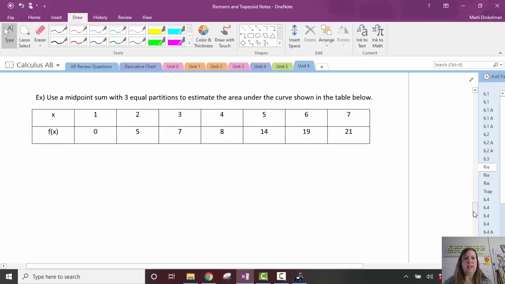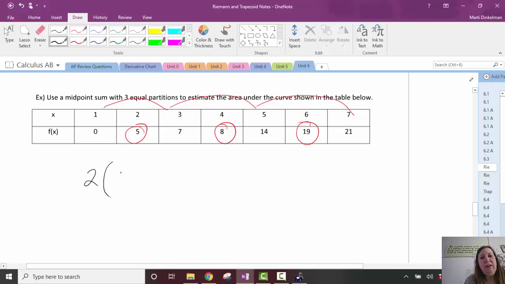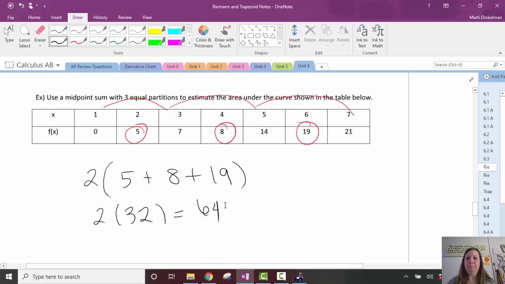Okay, and then again with a table. So we have to do 3, and they always have to kind of give us extra stuff here, otherwise we couldn't do the midpoint. So I have to pick the middle y coordinate here. And the width of each of these, at least in this particular table, is the same. It's always going by 2s if we're trying to get those 3 equal partitions. So I'm going to go ahead and factor the 2 out, since I know each of them is going to be a width of 2. And then I'll take the y coordinates that are in the middle, and we'll figure out what that is. So let's see, this is 13 plus 19, which would be 32. So 64 for that one.